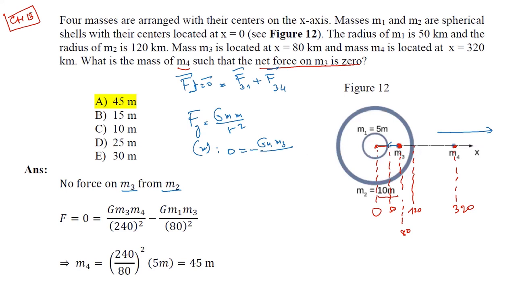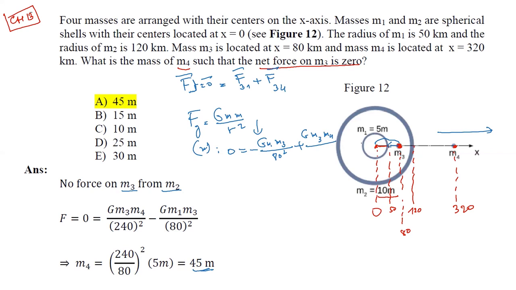What's the distance between these two? 80 squared. Technically I should put everything in SI units, but I want the mass not in kilograms but in terms of M, so I can leave it as it is, because these distances will cancel each other. And then I will have plus F on 3 by 4, so it will be G M3 M4 divided by the distance between them squared.